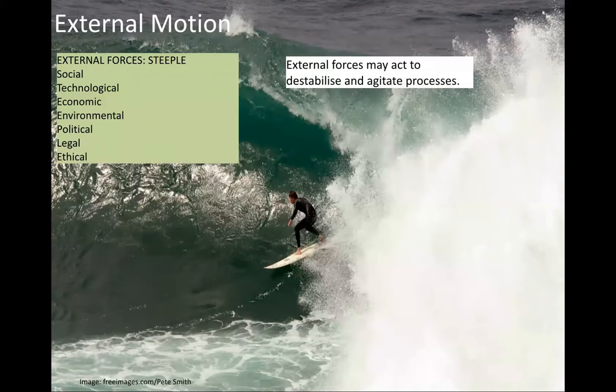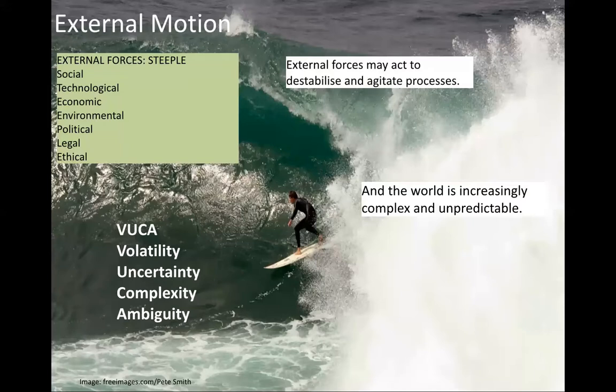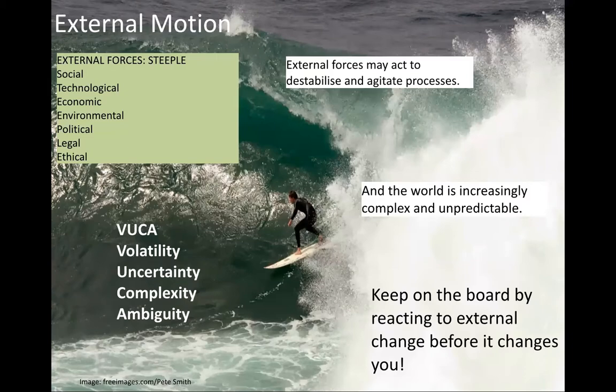And these operate in a world that's increasingly complex and unpredictable, a world of VUCA: volatility, uncertainty, complexity, and ambiguity. And if your business processes are tangled, they won't let you react fast enough. And if you can't react fast enough, wipe out.